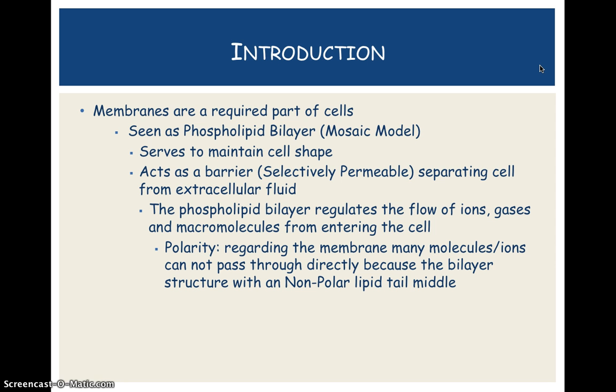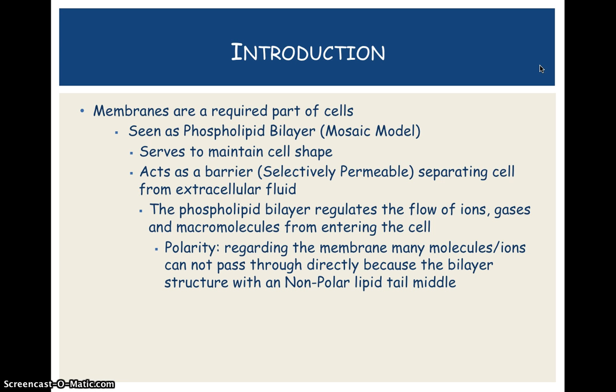Introduction. What are membranes? Membranes are basically one of the most important parts of the cell. They act as a selectively permeable membrane or barrier, and by selectively permeable it means that not everything, and by everything we mean ions, gases, liquids, macromolecules, can easily pass through. For that, you need either a protein gradient or an active transport site.